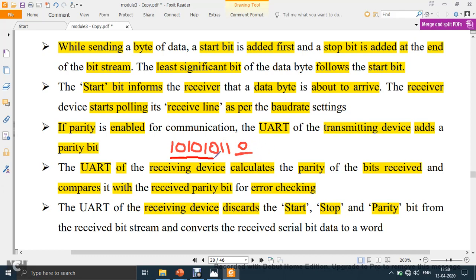After receiving 8 bits, the next bit the receiver will receive is this parity bit. If it is 0, the receiver comes to know that in whatever data it has received, the number of ones should be odd. That is how it will check the received data. If, during the transmission, because of some error, this 1 has been received as 0, then how many ones will be there now? 1, 2, 3, 4. Only 4 ones. But the parity bit is saying that the number of ones should be odd. So the receiver comes to know that the data it has received is wrong. Then it will ask for retransmission. So that is the use of the parity bit.